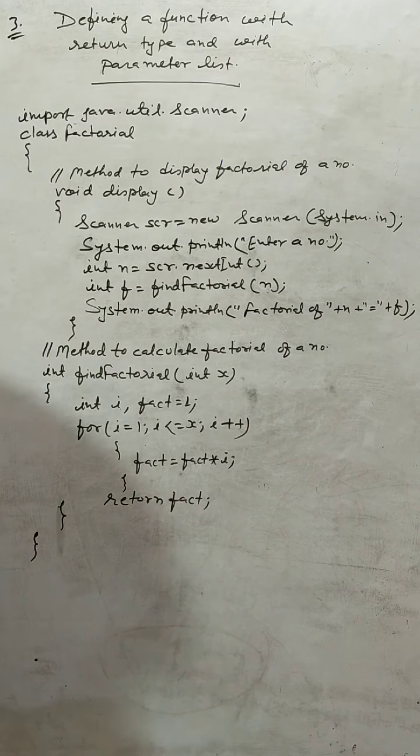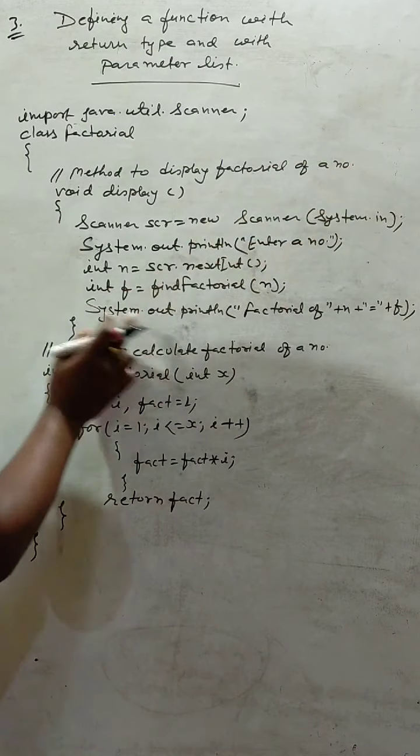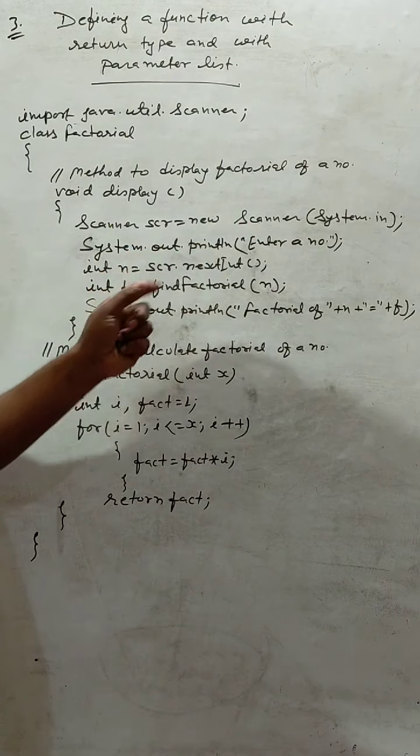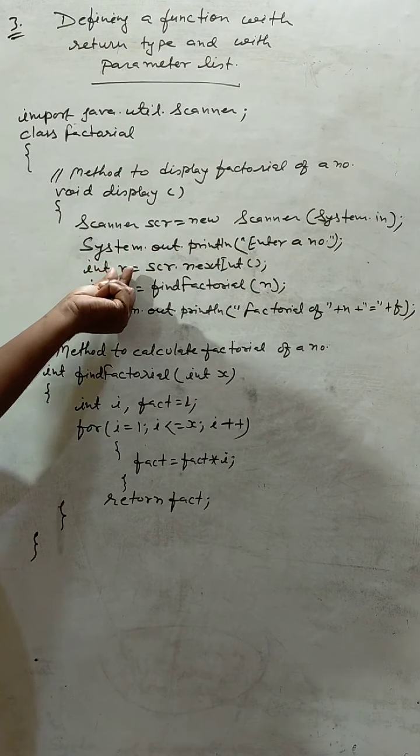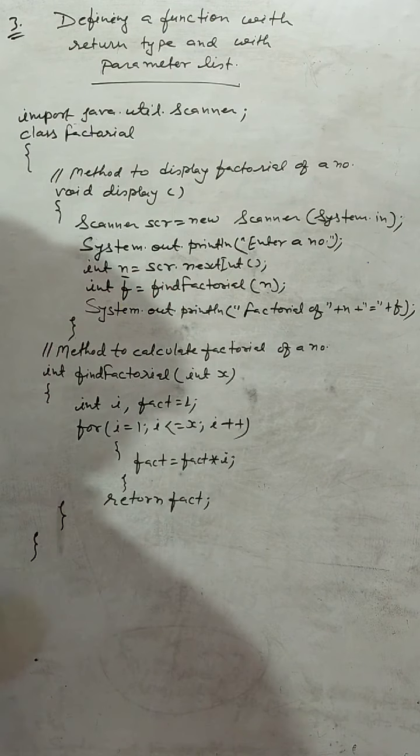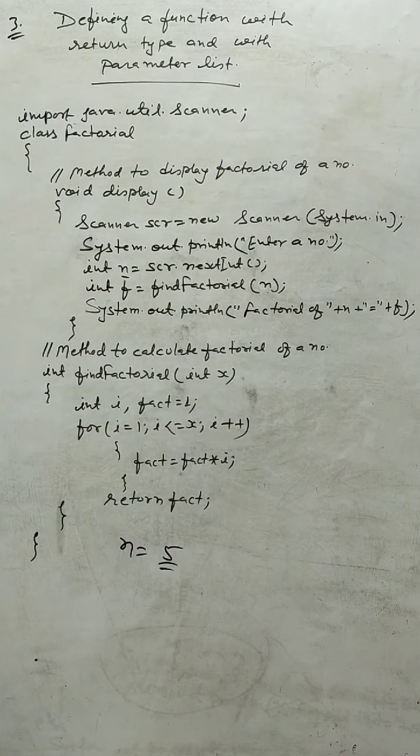Okay. So first of all, take the import statement, class factorial, and a method to display the factorial of a number, void display. We will create a scanner object. We will enter a number and that number is stored in n. Suppose n equal to 5. We have entered n equal to 5.